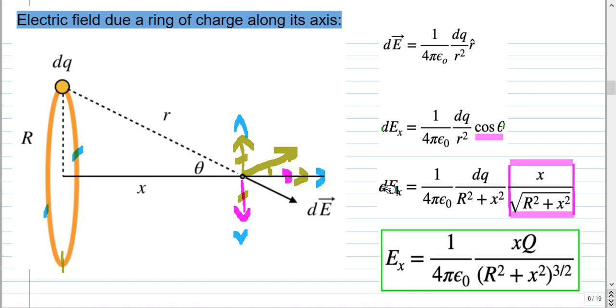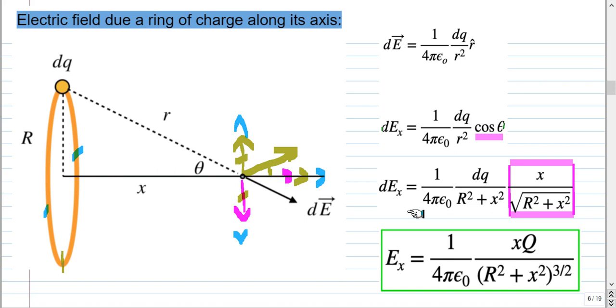To find the electric field of the entire ring, we have to integrate this thing over the entire ring, and cos theta we can express in terms of x and capital R using this triangle. So cos theta will be x divided by the hypotenuse, that is square root of r square plus x square. So for different elements, everything is constant except for this dq.